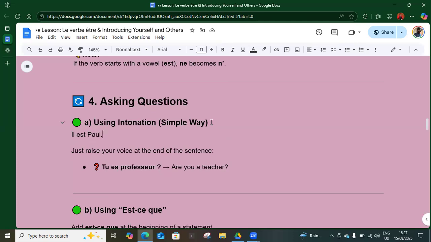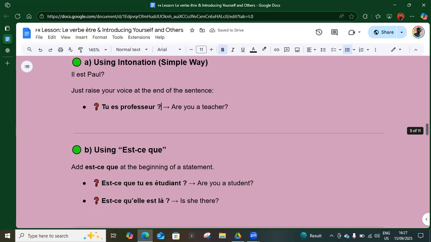But if I say il est Paul, that's a question. Il est Paul, that's a question, okay? But if I say il est Paul, that's a flat affirmative expression. But if I change the intonation, il est Paul, that's a question. Here we have tu es professeur, okay? But if I want to make it a sentence only, I will say tu es professeur. You see, tu es professeur, that's a question. Please take note. So your intonation changing can mean something else.